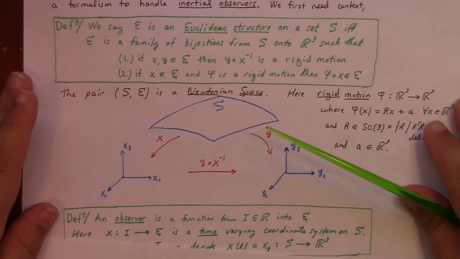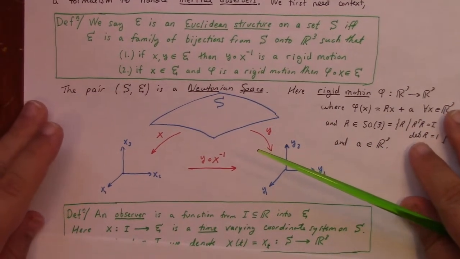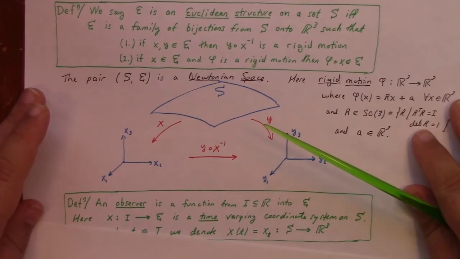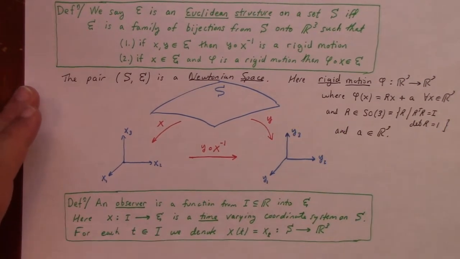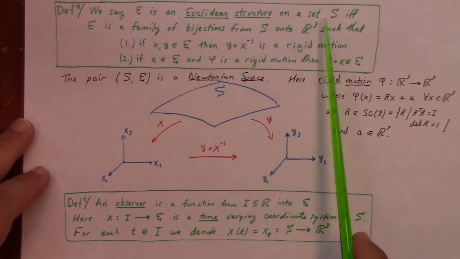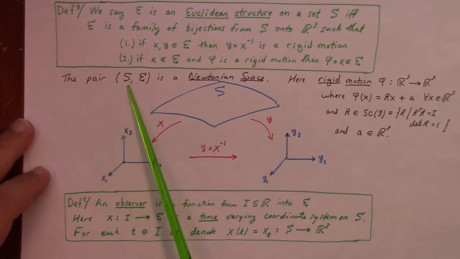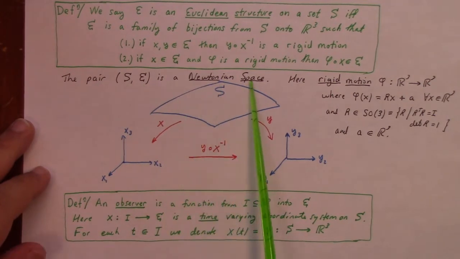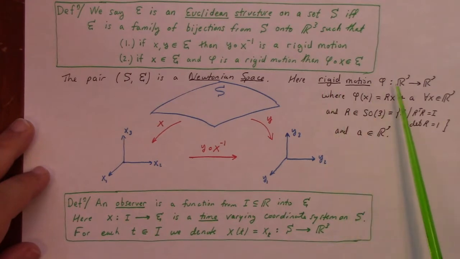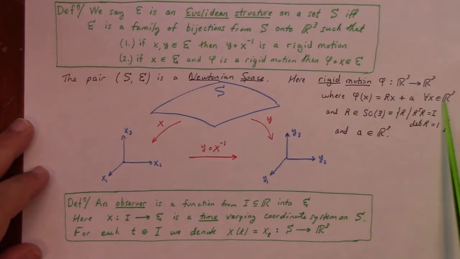Of course, if you've had manifold theory, you'll recognize what's going on here. And I have no doubt that part of the reason Dr. Fulp taught this was to prepare his students, in part, for later courses in manifold theory. Maybe that was part of the motivation. But anyway, it's a Euclidean structure on a set S. If we have a pair, S and a Euclidean structure, that's called a Newtonian space. And again, rigid motion means the composite of a rotation and a translation.